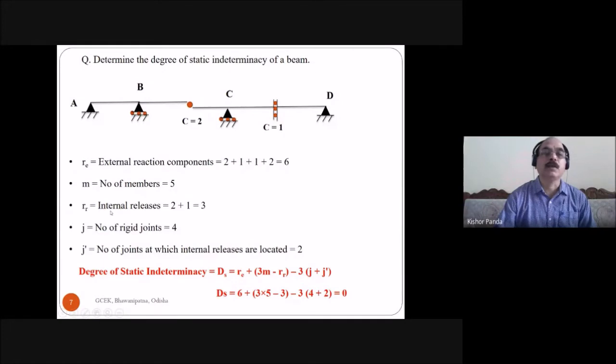Then here you have to take, because you see this is one beam and this is another beam, and the one hinge is connected to this beam and this member and this member. So here you have to take two internal releases. For this beam one internal release, and for this beam one internal release. So that two members are connected here. So here you have to take one internal release. Here you have to take one internal release. So the total internal release is equal to 2 plus 1 is equal to 3.